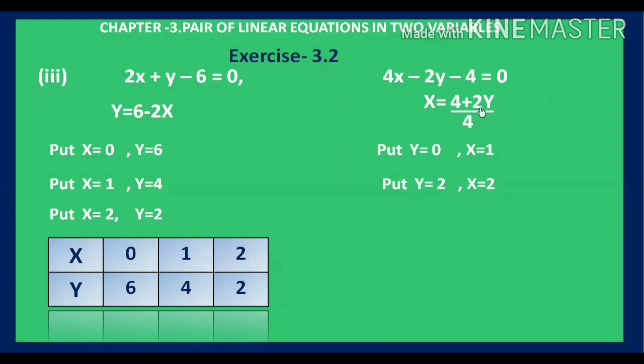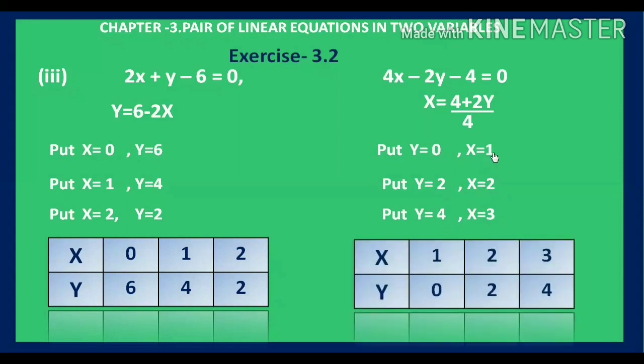Now let y equal to 3. We will not put 3, because it will give a fraction. We put 4. 4 twos are 8, 8 plus 4 is 12, and 12 by 4 is 3. So x is 3. So these are the points (1, 0), (2, 2) and (3, 4). Put them in this table with x and y. Now we can draw the graph for these two equations.